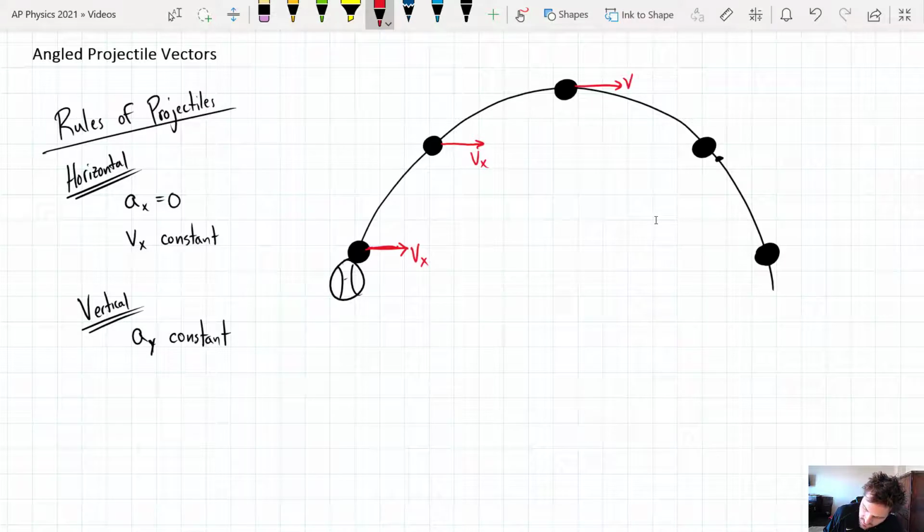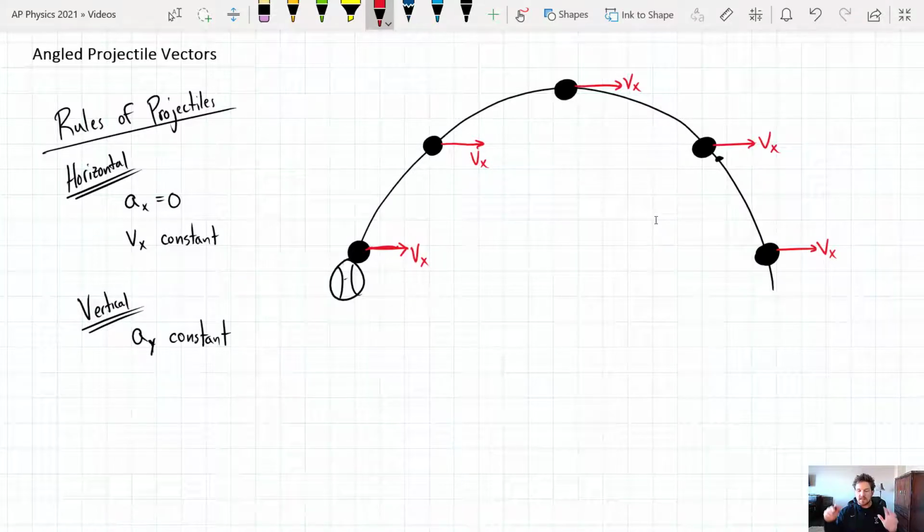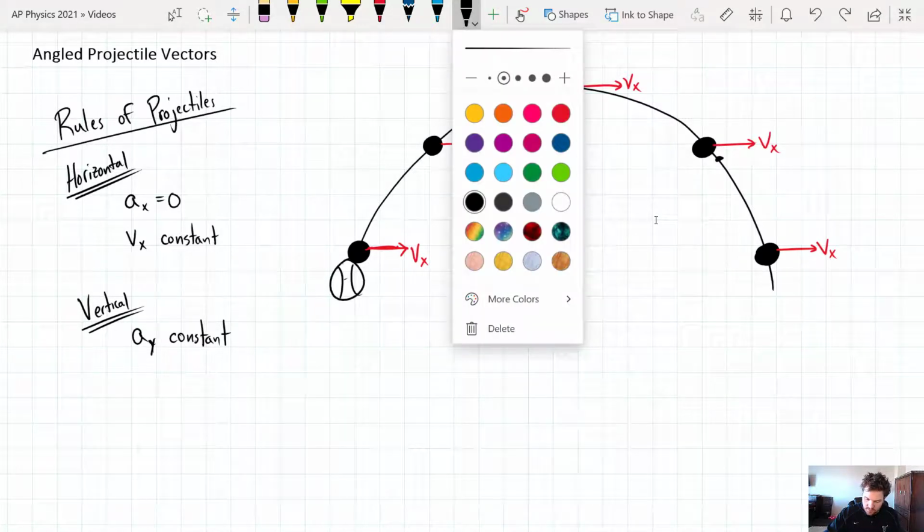So all I'm going to do is try to draw that the exact same. And if it's not the exact same, I apologize, but in spirit, all of these arrows are the exact same length. Okay? So everything has a constant horizontal velocity throughout its path. Now, if we look in the vertical, we know that there's always a y acceleration. And one of the things I forgot to put is the vertical velocity.